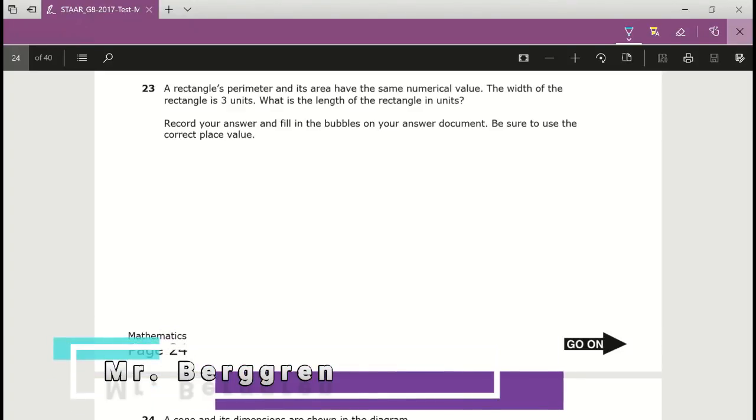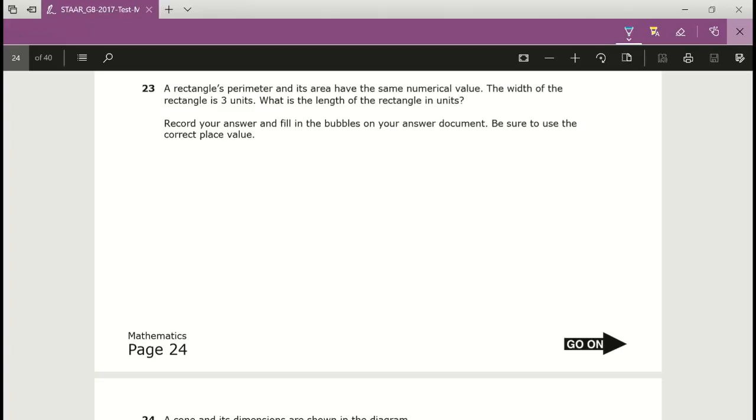This is one of the ones that you bubble in on your test. It basically says that the perimeter and the area of a rectangle have the same numerical value. The width is 3 units, and we have to find the length of the rectangle. So the first thing I would do for this is write down the formula for perimeter.